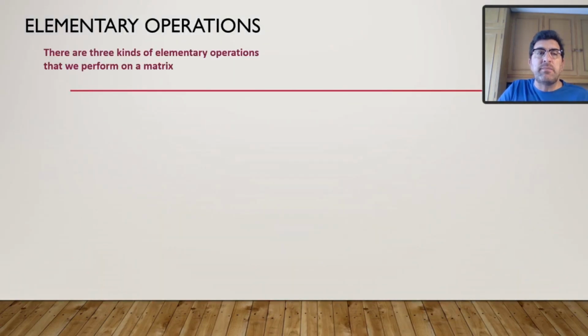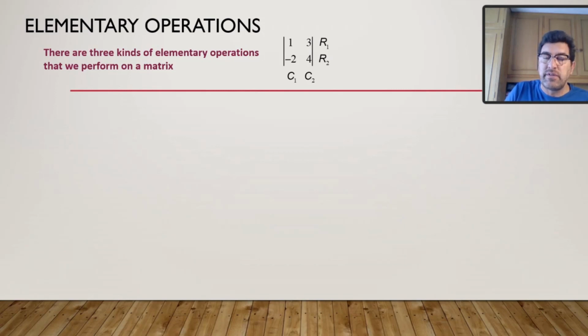First of all, the elementary operations. There are three kinds of elementary operations that we will perform on a matrix. Now remember, just to remind you, the matrix has rows and it has columns. We're going to focus on the rows. So we interchange two rows or columns. That is one operation that we can perform on a matrix.